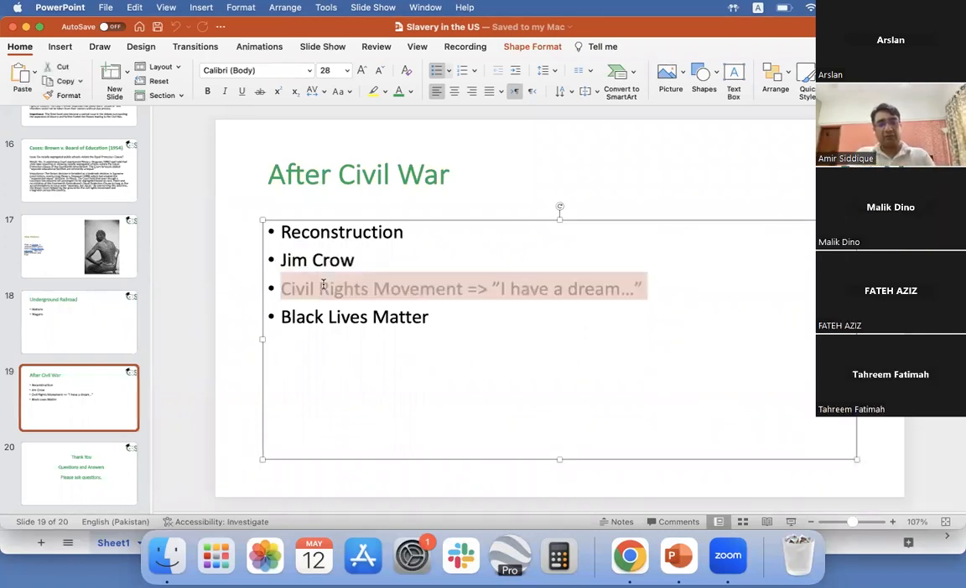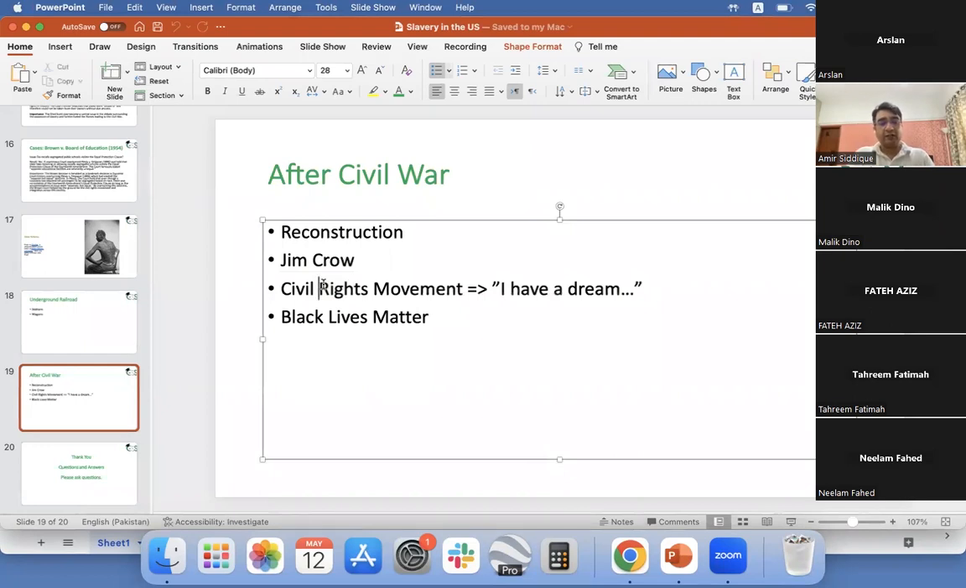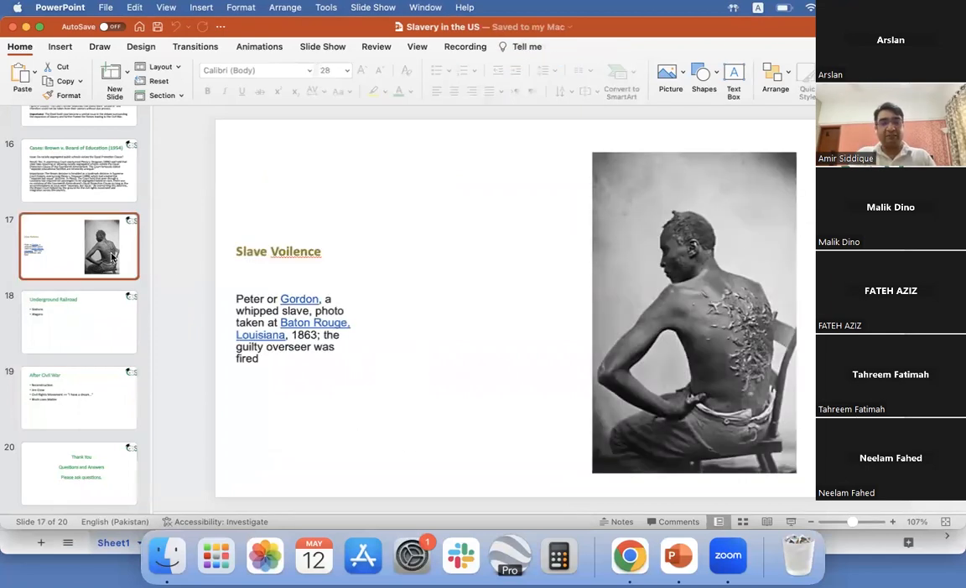In the civil rights movement, Martin Luther King gave a very famous speech: I have a dream that one day African Americans will be as much citizens of the United States as other people are. And even recently, in 2020, 21, we saw Black Lives Matter and the violence. Next time you see Black Lives Matter and all that, remember these images and this brutality that has happened in history.